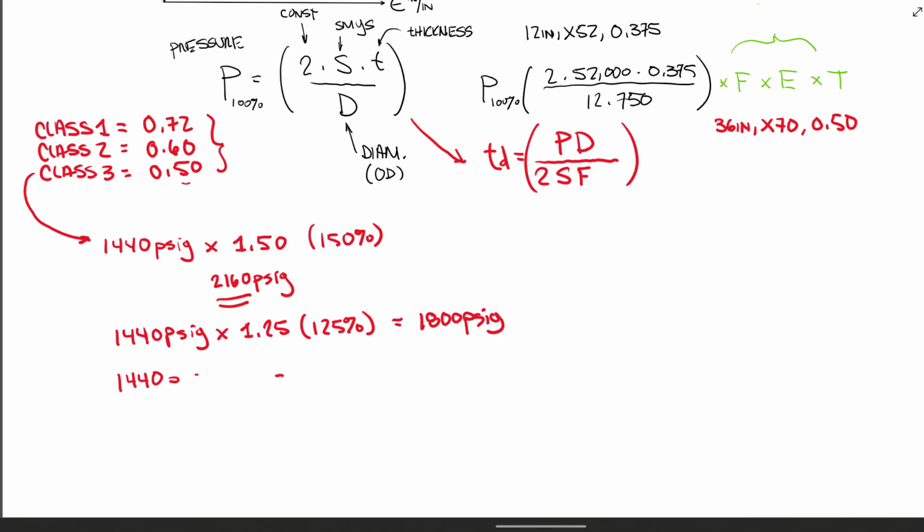Basic rule of thumb with this is whatever class location you're in in the Code of Federal Regulations, you have to test to the next higher class location. So if we're in a class 1 area, then you have to test a minimum to a class 2 criteria. If you're in a class 2 area, you have to test one higher than that typically. And basically that's where this comes out to be.